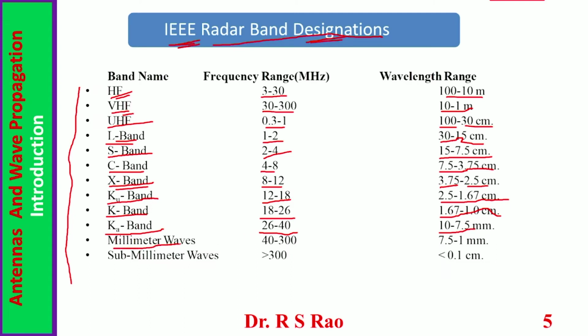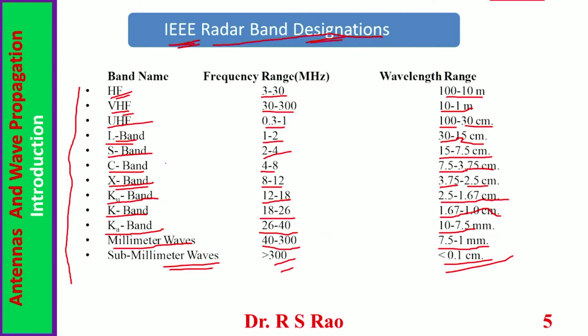After that, millimeter waves are there. Their frequency range is 40 to 300 gigahertz and wavelength range is 7.5 to 1 mm. Sub-millimeter waves, this band is also there. Their frequencies are more than 300 gigahertz. Wavelength is less than 0.1 cm.